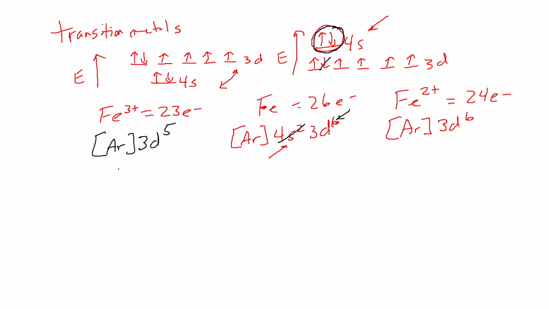The transition metal is a little bit different. They don't end up at noble gases when they lose electrons, but they always lose the S's first and then the D's.